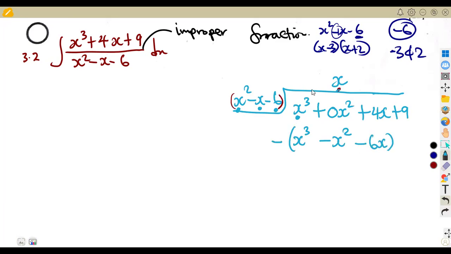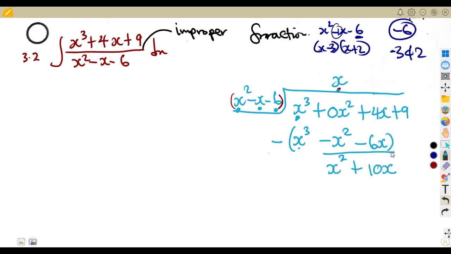So we subtract this part from the original terms. The purpose of having a 0 is so that we can properly place the x squared under x squared. So we subtract: x cubed minus x cubed is 0. 0 minus minus x squared, minus and minus is a plus, so this will be plus x squared. 4 minus minus 6 is a plus, so 4 plus 6 is 10x.